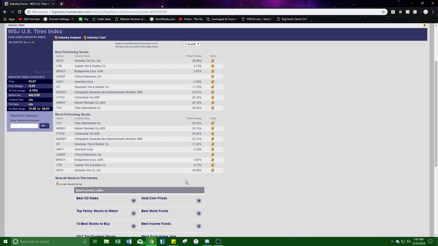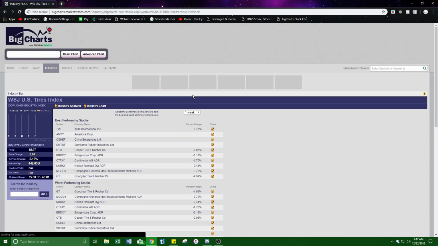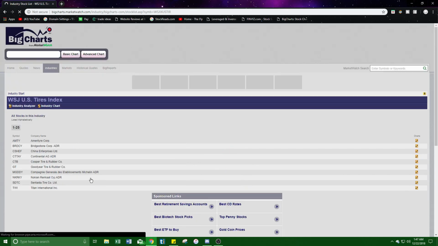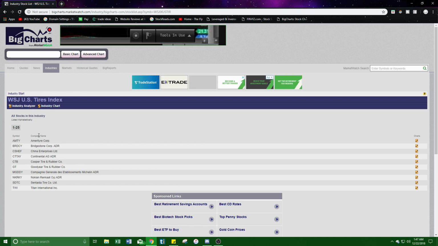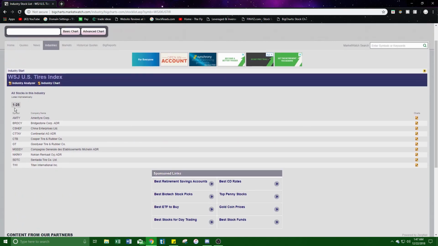It's got the percentage change. And again, this is going back the past 3 months. If I wanted to go back to 1 week, to see how these are performing per week, I could do that. And you could click on show all stocks in this industry. Let's click on that. And then there you go. It's showing you 1 through 25 on this page, but these are all the tickers that are in this sector or industry.